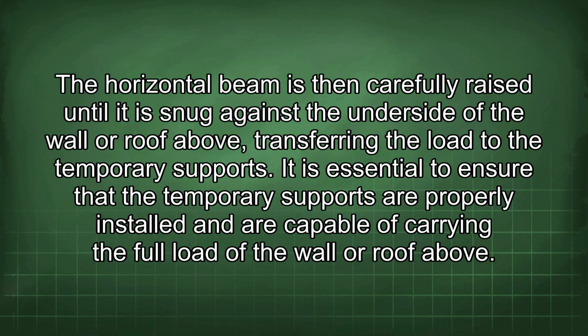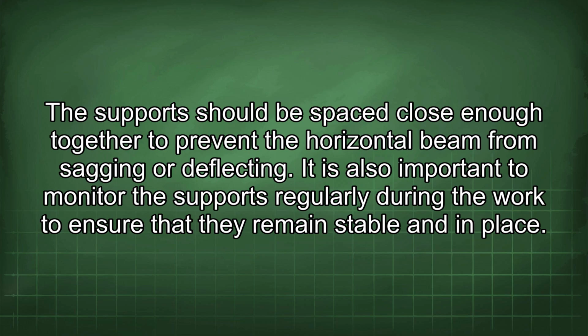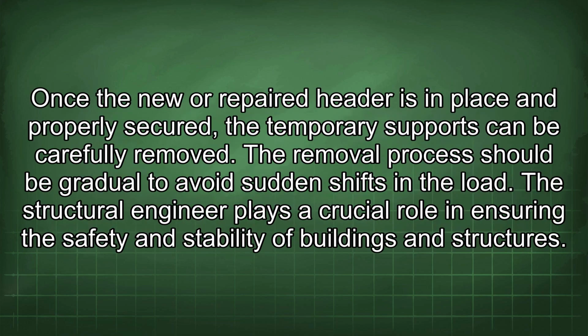It is essential to ensure that the temporary supports are properly installed and are capable of carrying the full load of the wall or roof above. The supports should be spaced close enough together to prevent the horizontal beam from sagging or deflecting. It is also important to monitor the supports regularly during the work to ensure that they remain stable and in place. Once the new or repaired header is in place and properly secured, the temporary supports can be carefully removed. The removal process should be gradual to avoid sudden shifts in the load.